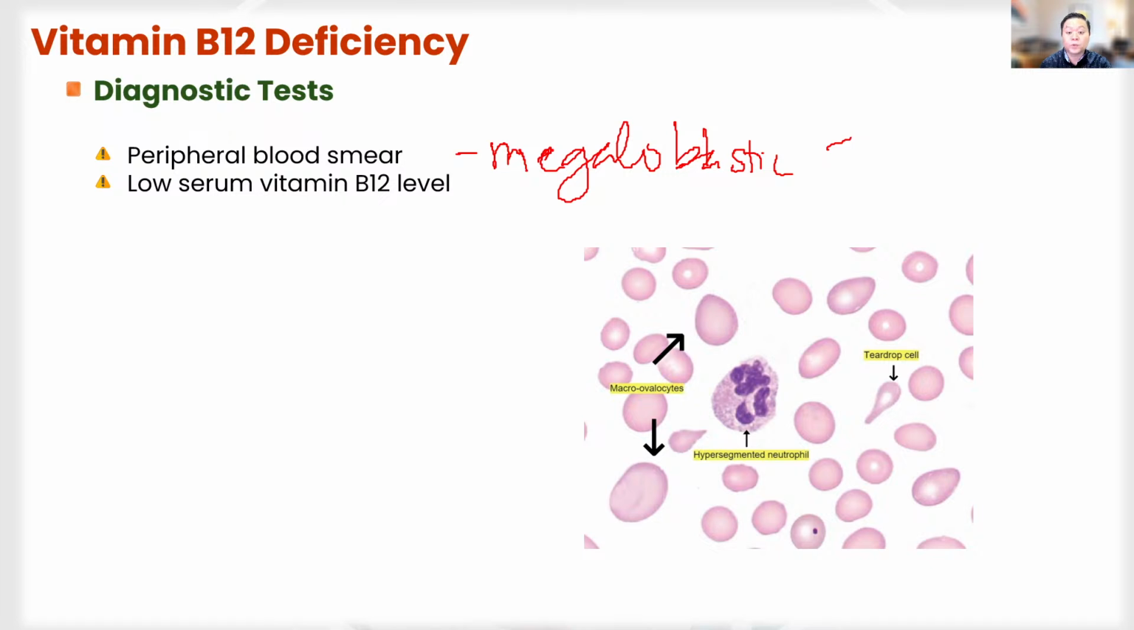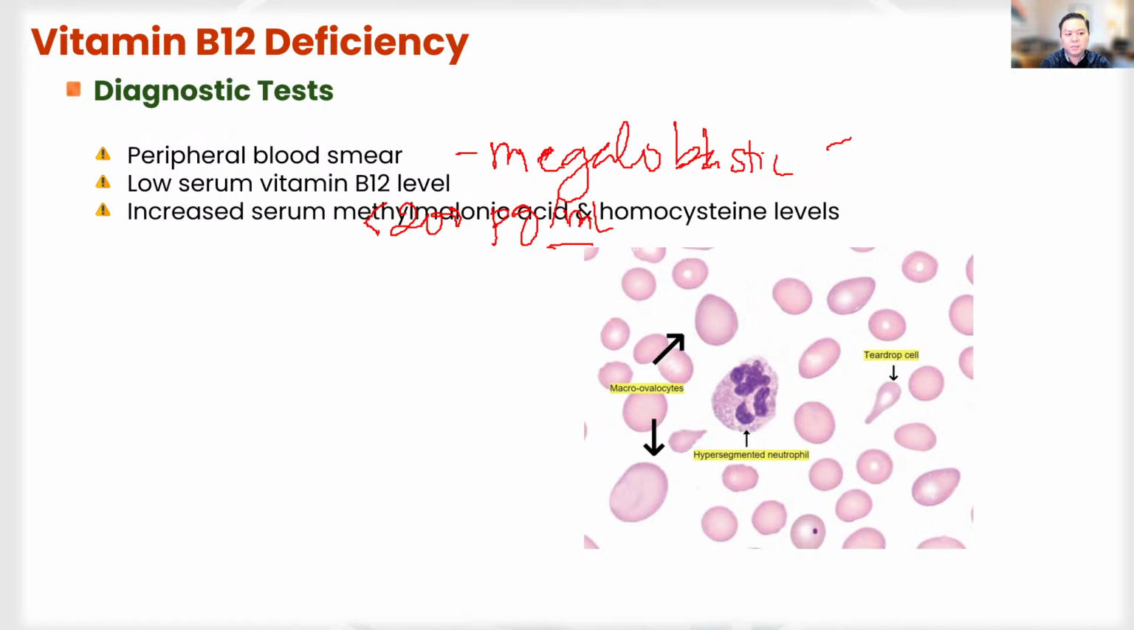Now, when we are also going to take a look into the serum level of the vitamin B12, well, it will be lower. And so the level here will be less than 200 picograms per ml. So anything below 200 will be considered as having vitamin B12 deficiency.